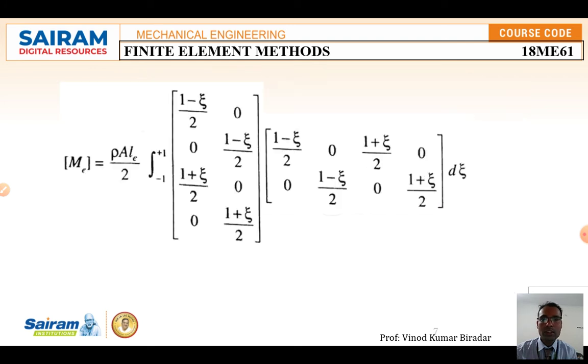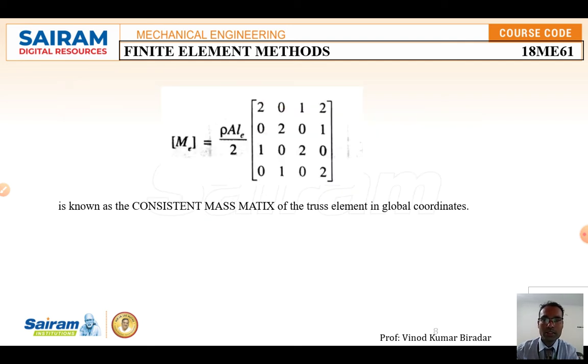Now substitute all the values. The consistent mass matrix for the element is equal to density times area of the element times length by 2, integration from -1 to 1 of n transpose times n with respect to zeta. This is a 4 into 2 matrix multiplied by a 2 into 4 matrix, so you are going to get a 4 into 4 matrix. Multiply first row by first column, and after multiplication you get the consistent mass matrix equal to density area length by 2 times the matrix 2 0 1 0, 0 2 0 1, 1 0 2 0, 0 1 0 2.